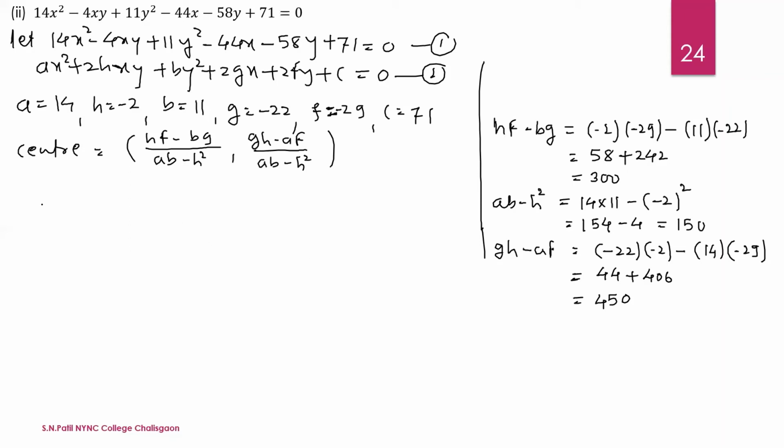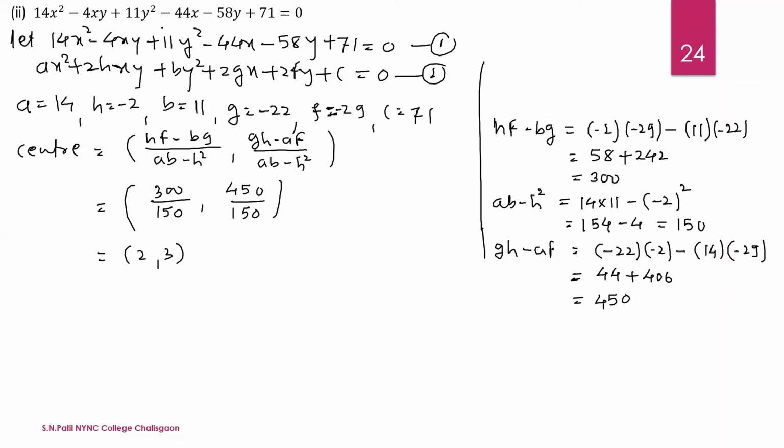Now substitute here, center is equal to minus 300 divided by ab minus h square, that is 150, comma, 450 divided by 150. So here 0 cancel, 15 into 2 is 30, 0 cancel, 15 into 3, okay, 2 comma 3. Now this is the center.